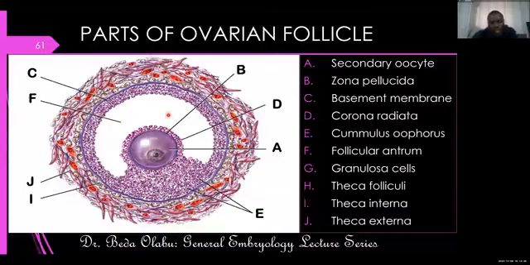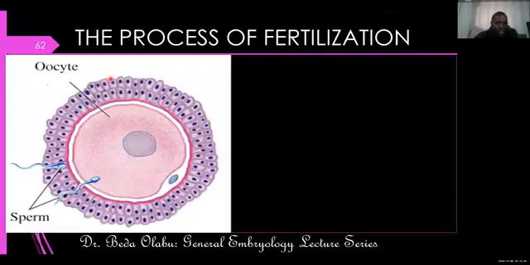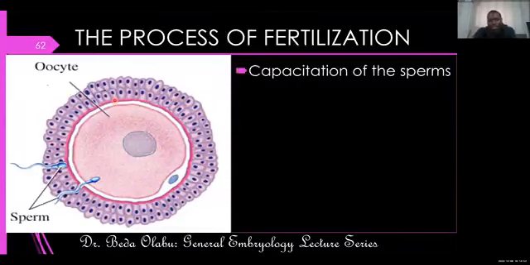Okay, let's focus on what has been ovulated. So this is what is ovulated. We have the corona radiata, secondary oocyte, and the zona pellucida. The first thing that must happen during the process of fertilization is that the moment the sperms are deposited in the female tract and they are lucky enough to climb up the cervical canal, they'll undergo capacitation. We describe capacitation as the removal of the glycoprotein covering from the head of the sperm.